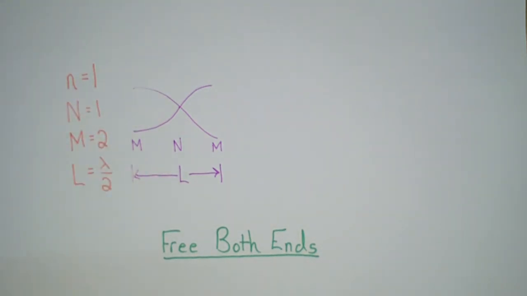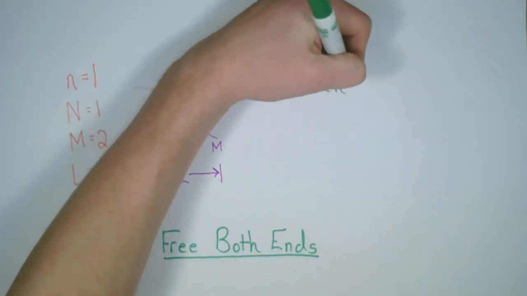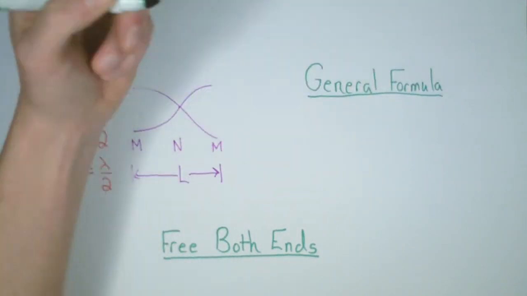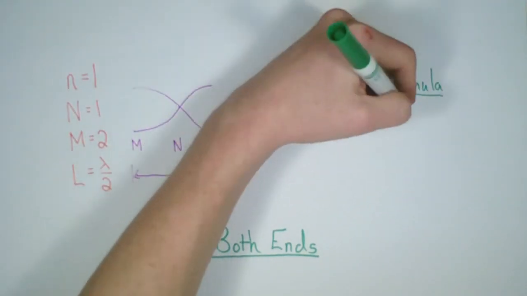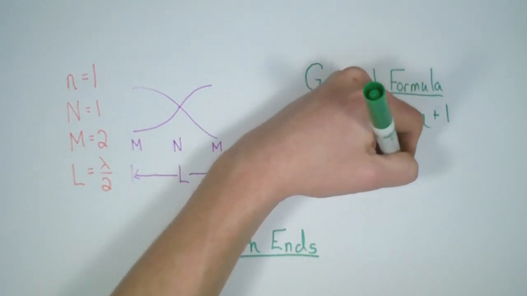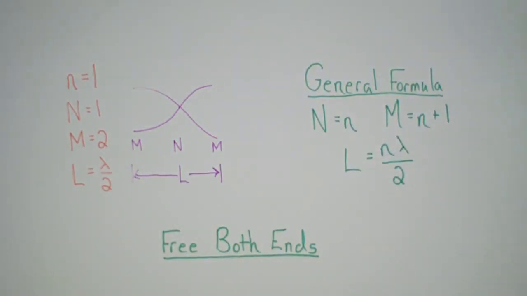This will follow the same pattern as our fixed on both end resonators in terms of the length, and it will reverse the number of nodes and the number of maxima. So we see that the number of nodes is equal to the harmonic number, the number of maxima is equal to the harmonic number plus 1, and our L is equal to n lambda over 2.